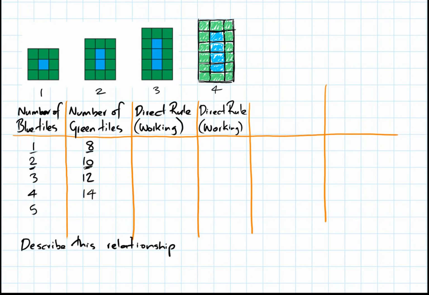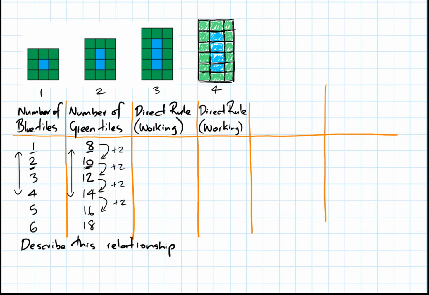So just with the actual example, the actual picture, to get the number of green tiles and the number of blue tiles, I'm just counting them. So if we have a look at the number of green tiles, we can see a bit of a pattern forming. Each time we seem to be adding two green tiles. So at this point I could probably continue my table by just going up in twos each time.